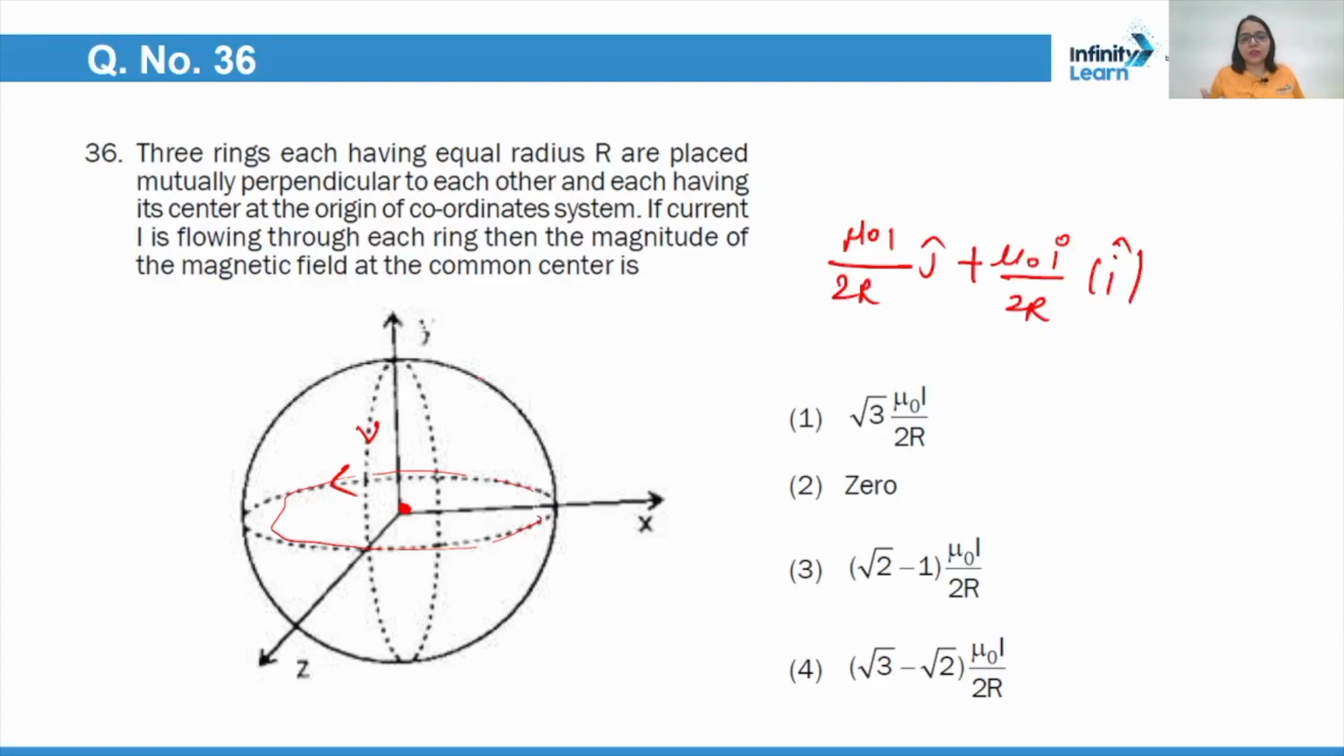And due to this one, let's say current is flowing like this. So the magnetic field will be along z cap, k cap. So it is mu naught I upon 2r k cap. So by finding the vector summation of these, which is root 3 mu naught I upon 2r, is the magnitude of the net magnetic field at the common center, which is option 1.